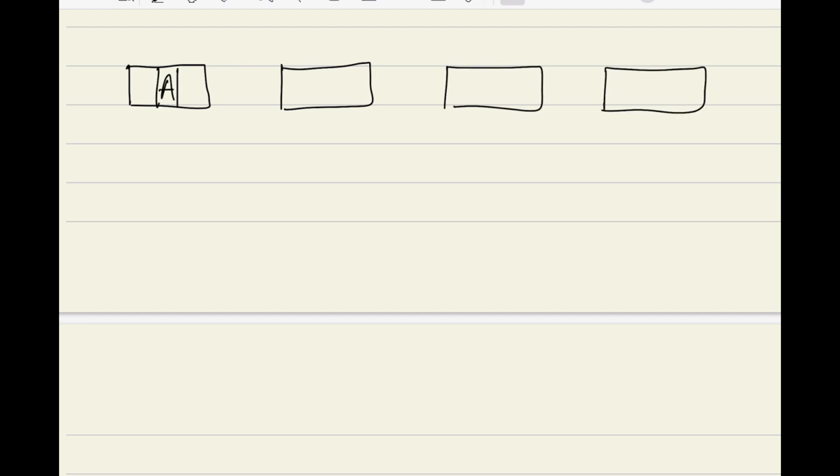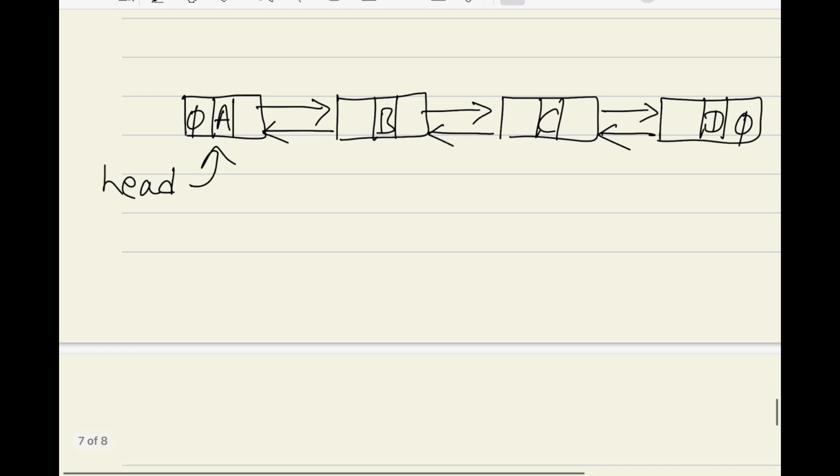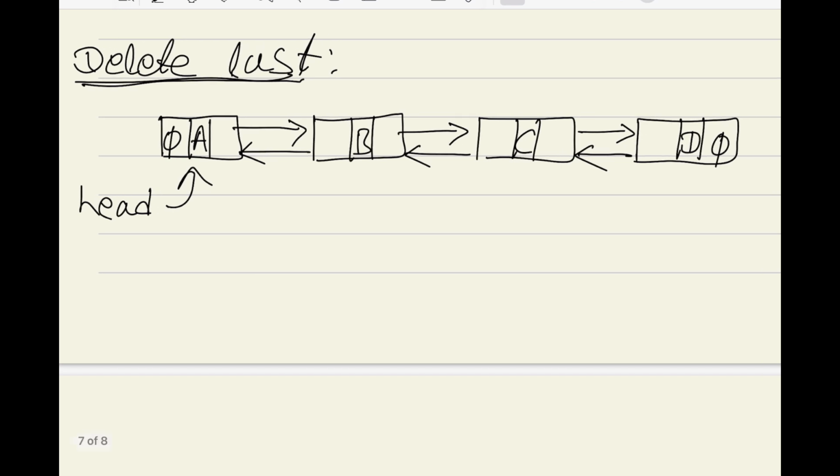So, assume the list is given like this. Assume it is A, it is B, it is C, it is D, and the next and previous are like this, null, it is null, and head is referring to this one, and here the method name is delete last, or the operation is delete last. So, here we want to delete the last node of this double linked list, that means delete the node D.